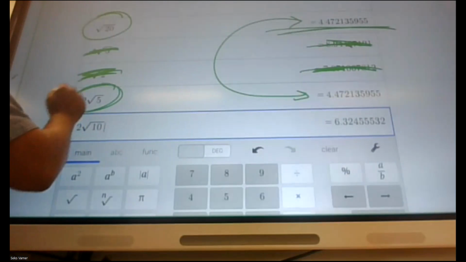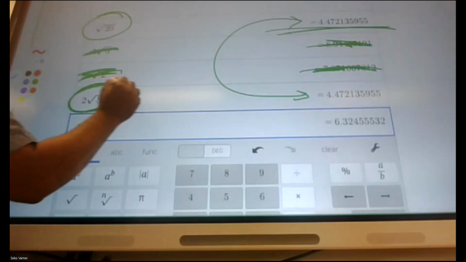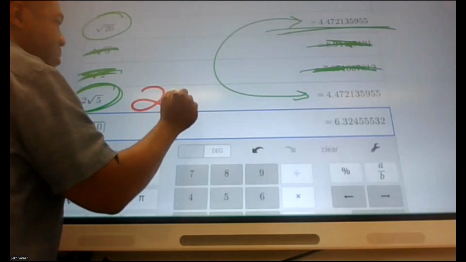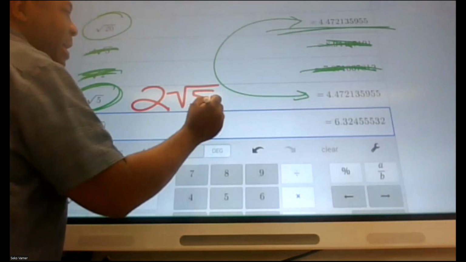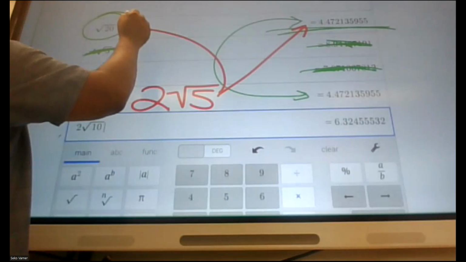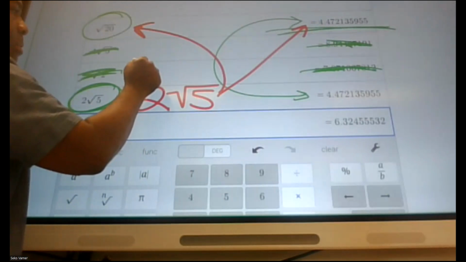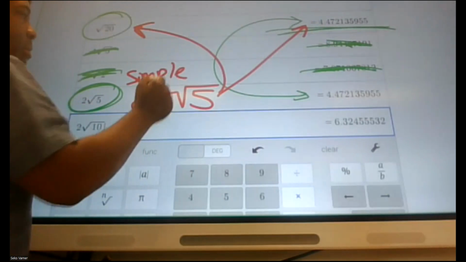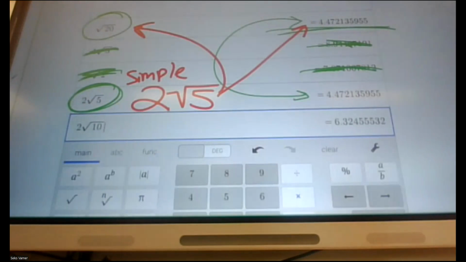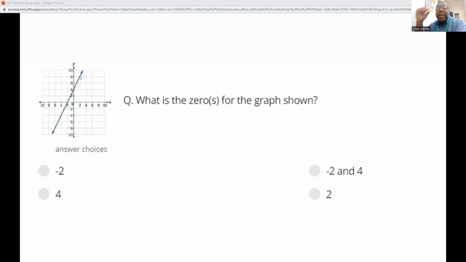So we know that 2 radical 5 gave us the same answer as this. So this is the most simple form. Brewer's a genius, right? All right, let's stop this.